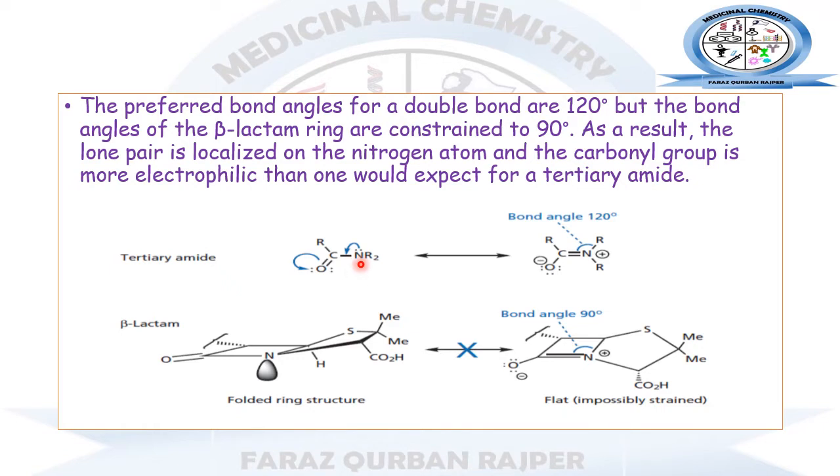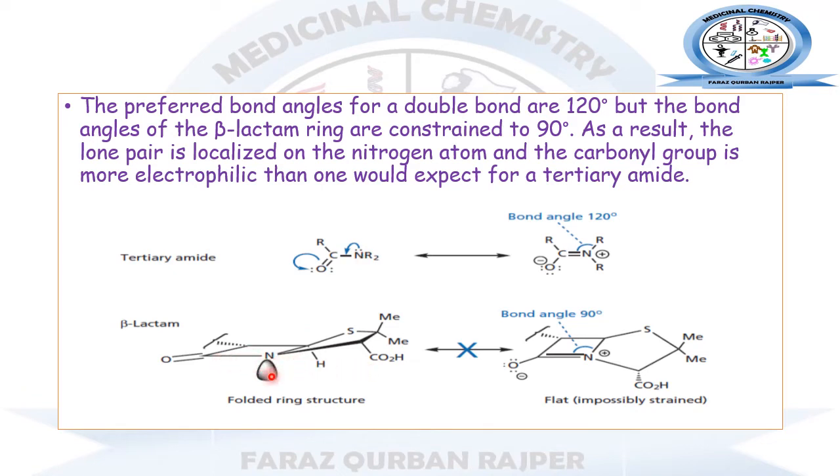You may observe that in this tertiary amide, this carbonyl carbon is directly bonded to this nitrogen. Now this nitrogen is going to share its lone pair of electrons with the carbonyl carbon, and due to this a double bond formation between this nitrogen and carbon is occurring, and it has the bond angle of 120 degrees. This is the stable bond angle that is required in the case of the tertiary amide. But in the case of the beta-lactam, we have this amide, or what we call this carbonyl and nitrogen bond.